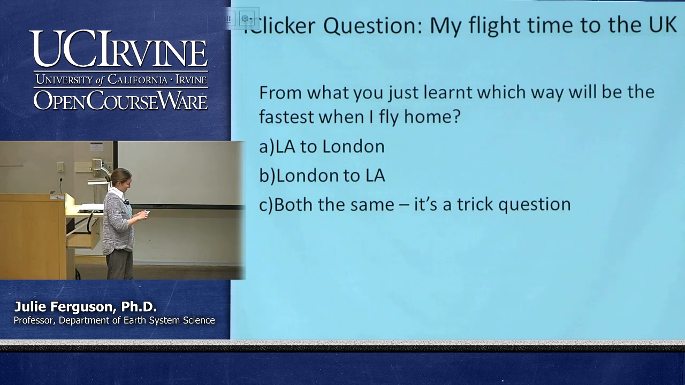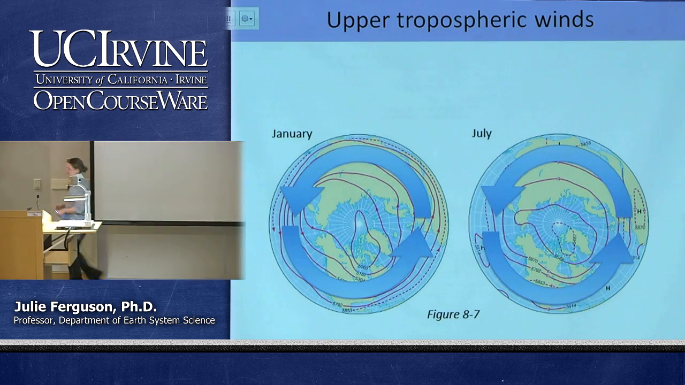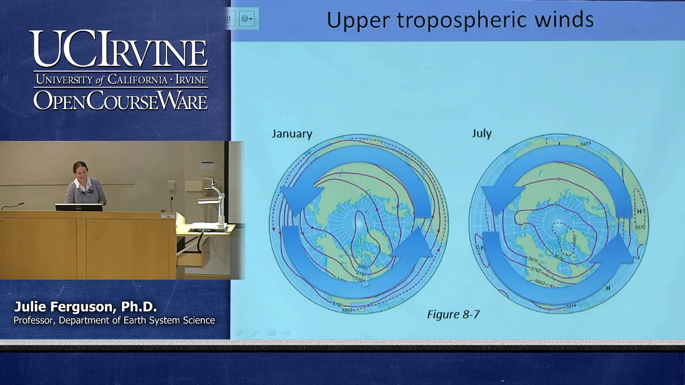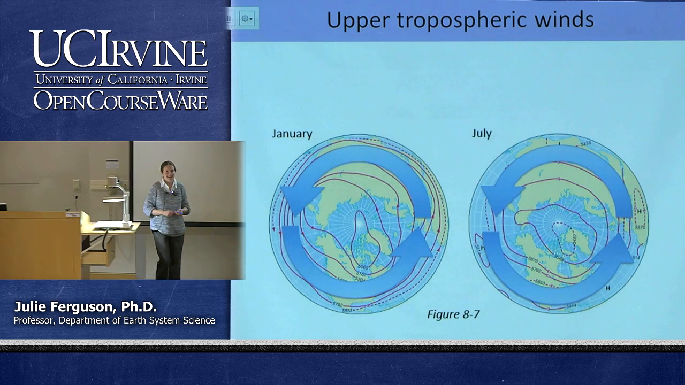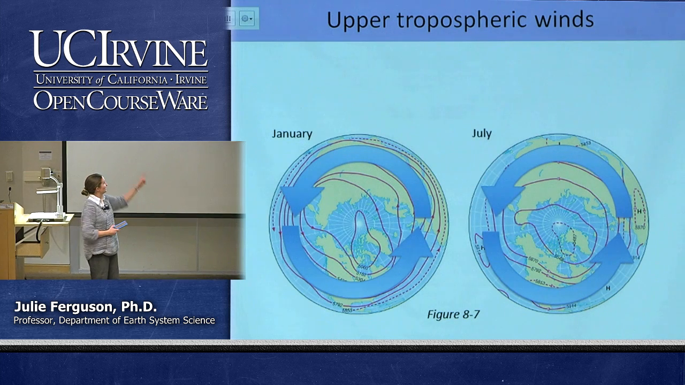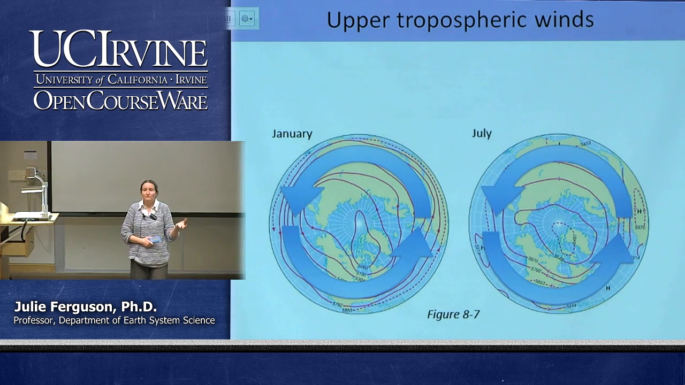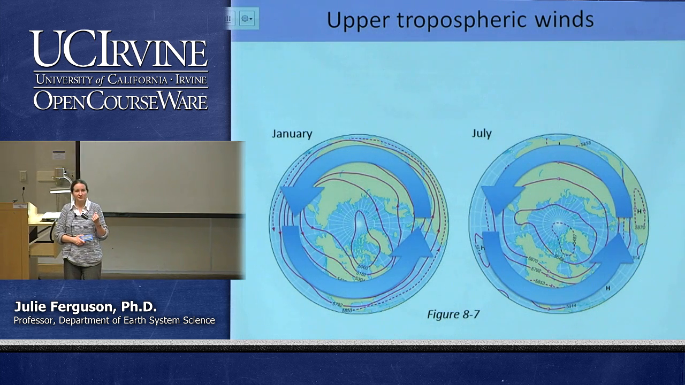Okay, so let's go back a second. So where is LA? LA is down here on the coast. London is over here. So which way will be quicker? Will it be when I go from LA to London, or from London to LA? It would actually be LA to London, okay? Because I'm going with the wind. On the way back, we're fighting against the wind. And actually this probably saves the airline industry billions of dollars, because it can make up to an hour difference to your travel time.